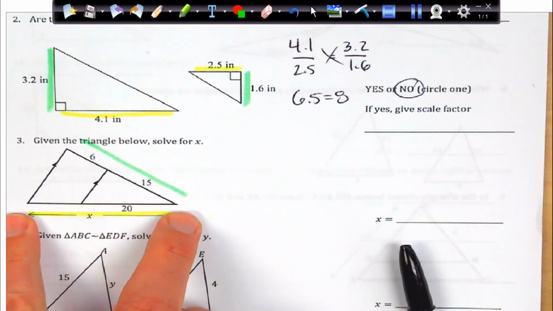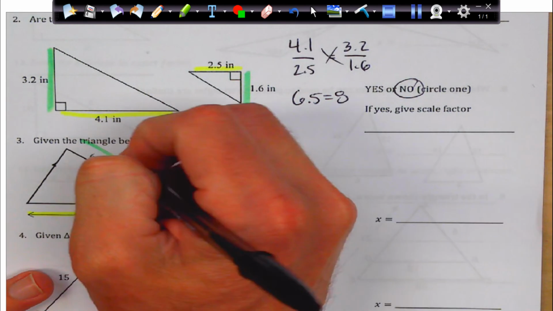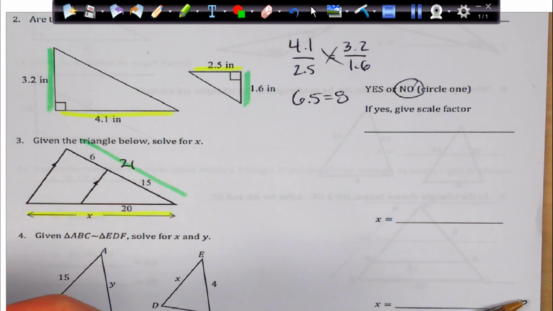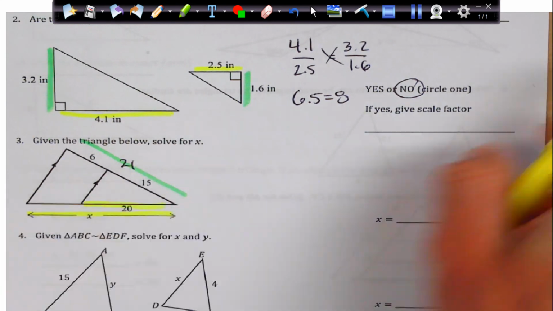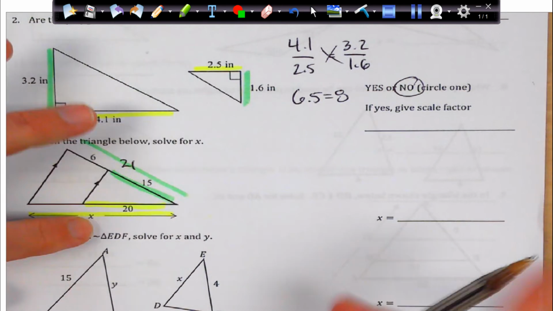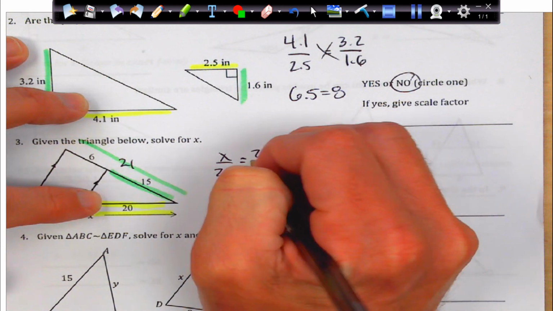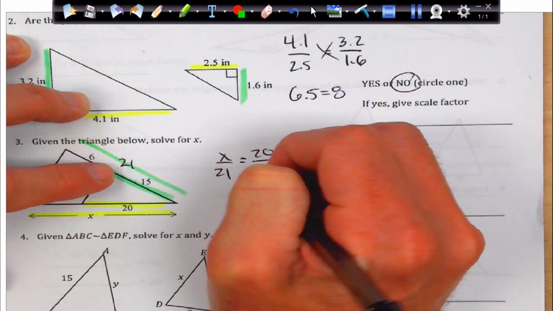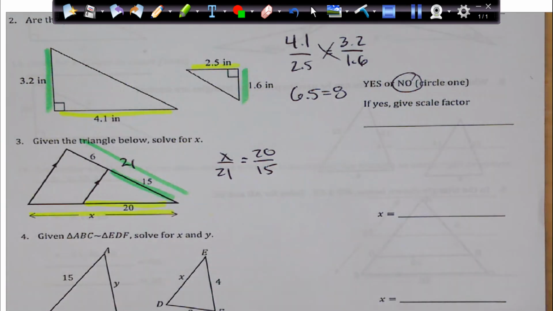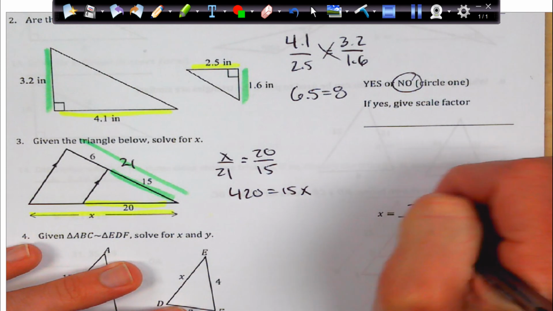So the bottom of the big triangle to the top of the big triangle, that would be 21, 6 plus 15. And then the bottom of the little triangle would match up with the top of the little triangle. And so we can go x over 21 equals 20 over 15. And again, I went from bottom to top for each of those. You cross multiply, you get 420 equals 15x, and then divide, x equals 28.